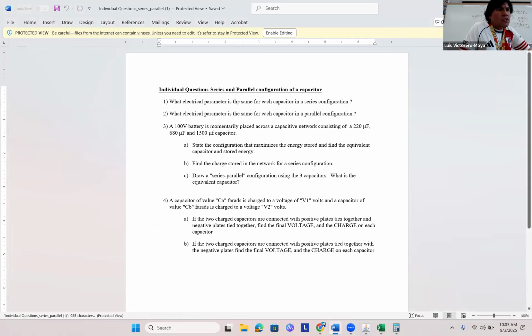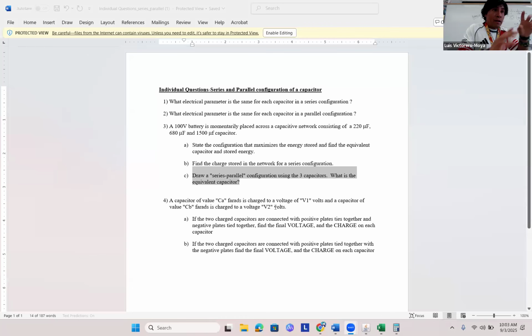So 1 and 2 are conceptual. A 100 volts battery is placed across a capacitive network of capacitors of 200, 680, and 1500. Look, either parallel or series. You can just compare parallel and series. Don't go crazy with the combinations. Just compare the parallel and series for this. Then you can just find the charge. That's basically what you did in the last section of the lab.